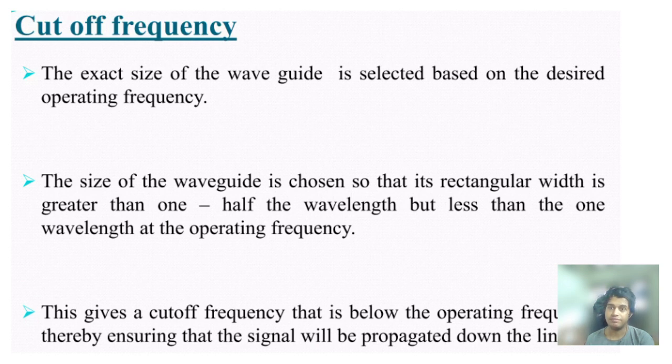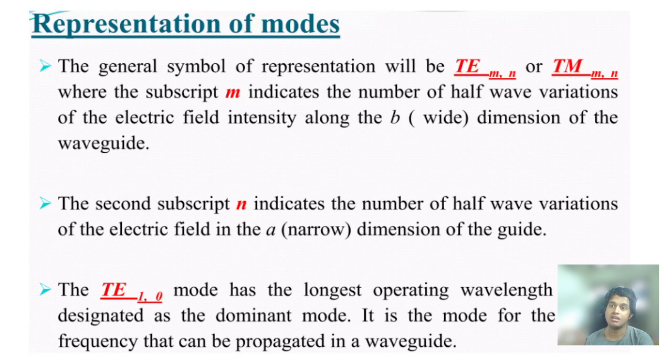Cutoff frequency. The exact size of the waveguide is selected based on the desired operating frequency. The size is chosen so that the rectangular width is greater than one half the wavelength, but less than one wavelength at the operating frequency. This gives a cutoff frequency that is below the operating frequency, thereby ensuring the signal will propagate down the line.